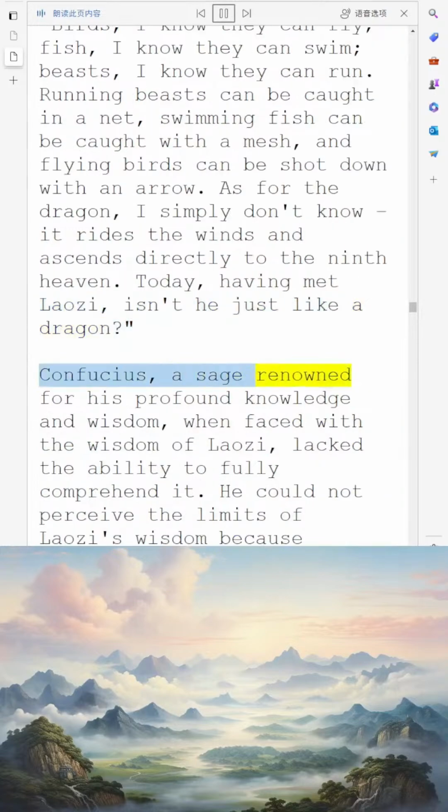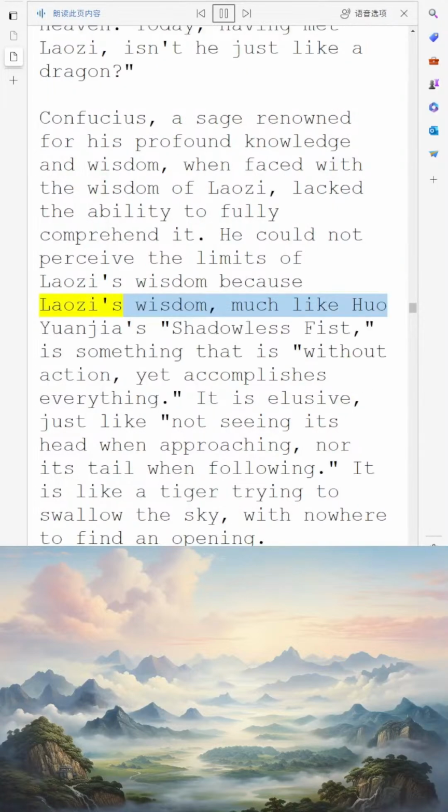Confucius, a sage renowned for his profound knowledge and wisdom, when faced with the wisdom of Laozi, lacked the ability to fully comprehend it. He could not perceive the limits of Laozi's wisdom because Laozi's wisdom, much like Huo Yuanjia's shadowless fist, is something that is without action yet accomplishes everything.